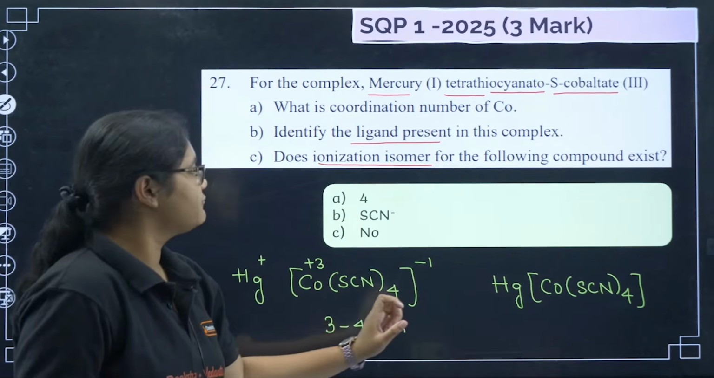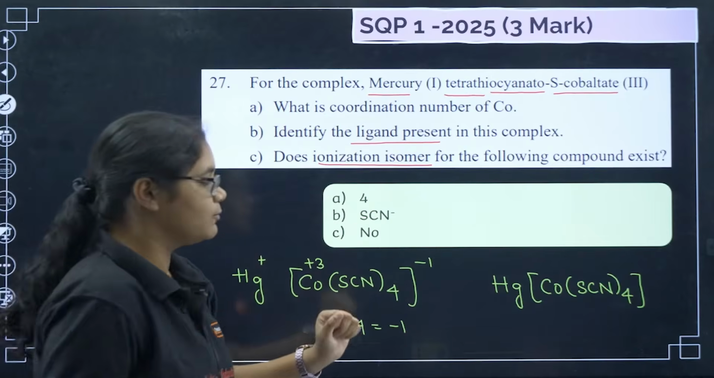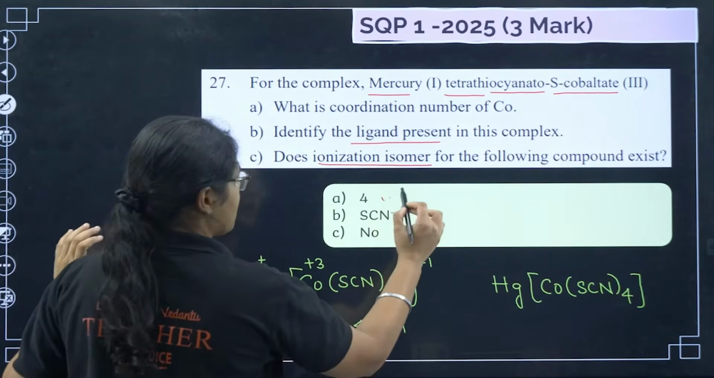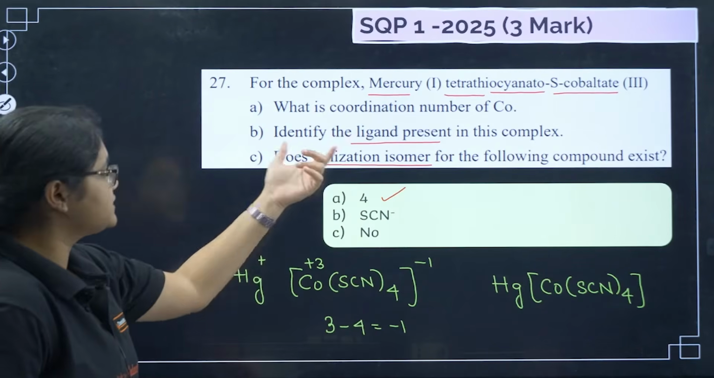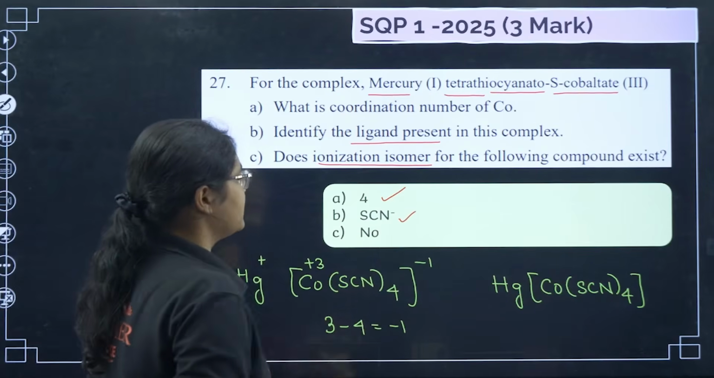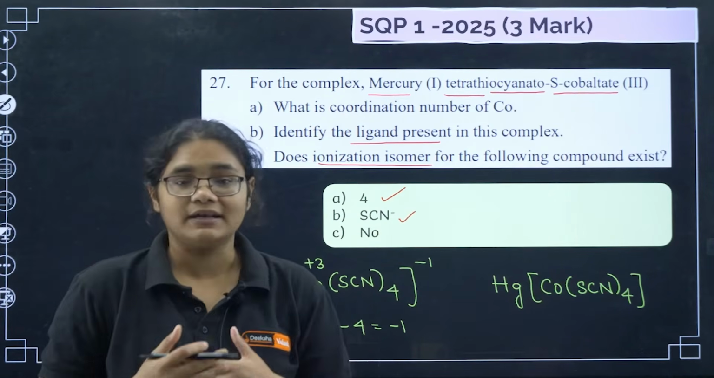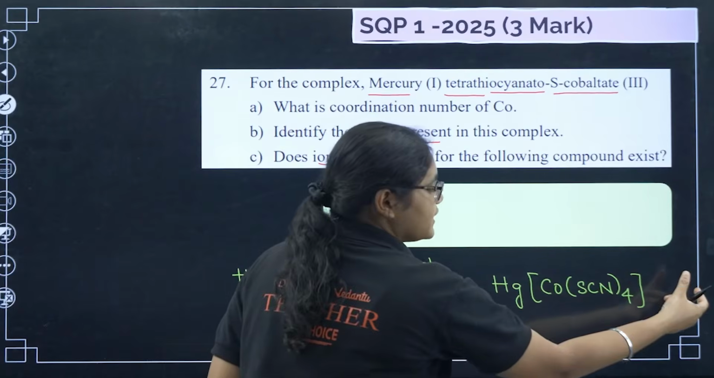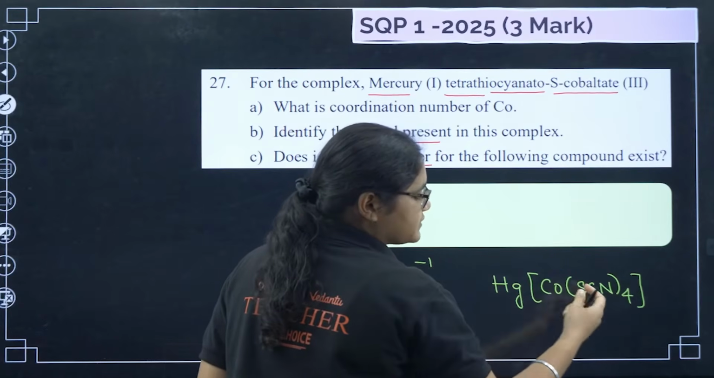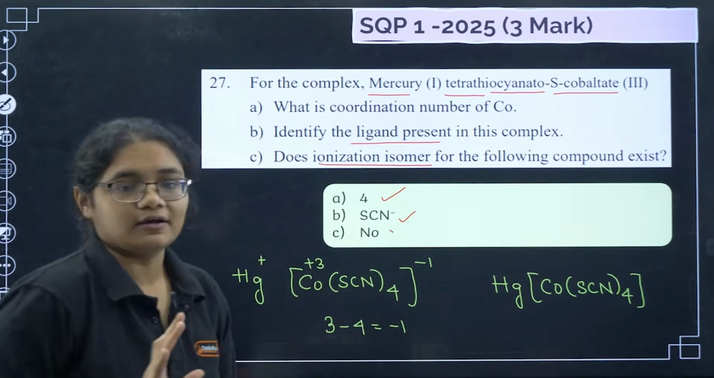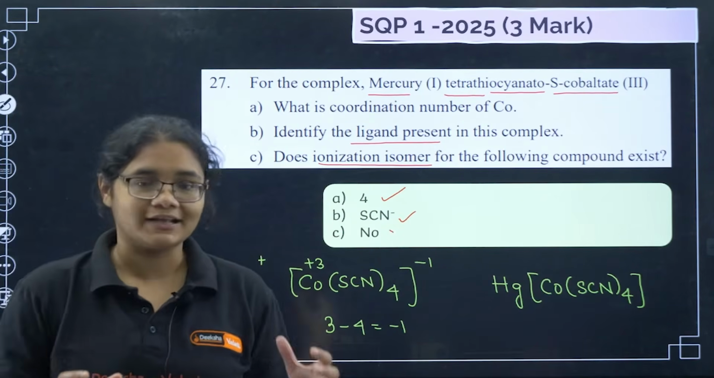So now what we have to find out is the coordination number of cobalt. You can see that 4 ligands are bonding here, so the coordination number will be 4. Which is the ligand present? SCN minus. Does ionization isomer exist? Ionization isomer will exist if there is one auxiliary ion present which can be replaced here, but we cannot replace metal and metal, so no auxiliary ion, no ionization isomer exists here.